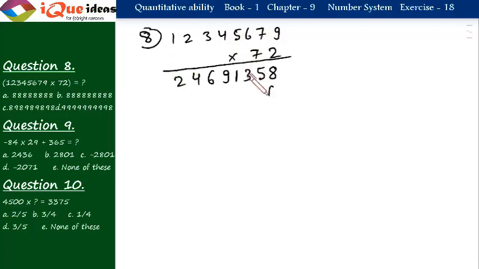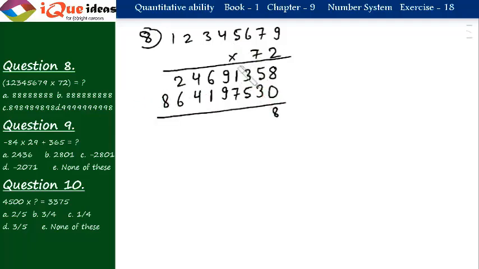Then you multiply by 7 and shift one place. So put 0 in the end and then multiply by 7. 7 nines are 63, so 6 carry forward. 7 sevens are 49 plus 6 is 55, so 5 here, 5 carry forward. 7 sixes are 42 plus 5, 47, so 7 here, 4 carry forward. 7 fives are 35 plus 4 is 39, so 9 here and 3 carry forward. 7 fours are 28 plus 3, that is 31, so 3 carry forward. 7 threes are 21 plus 3, 24, so 4 here, 2 carry forward. 7 twos are 14 plus 2 is 16, so 6 here, 1 carry forward. 7 ones are 7 and 1, 8.